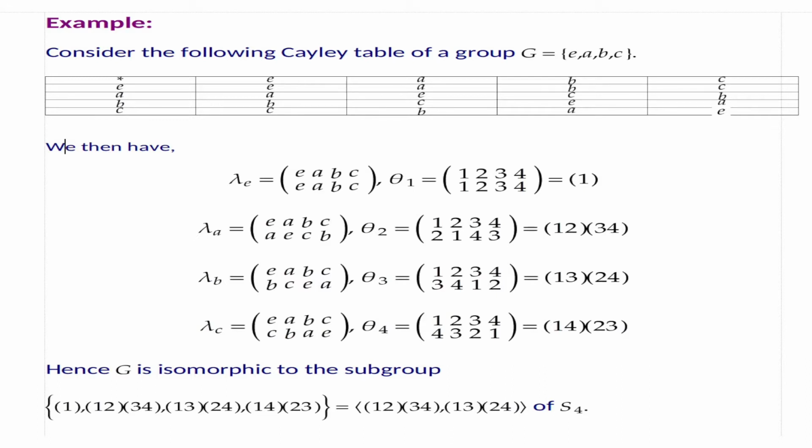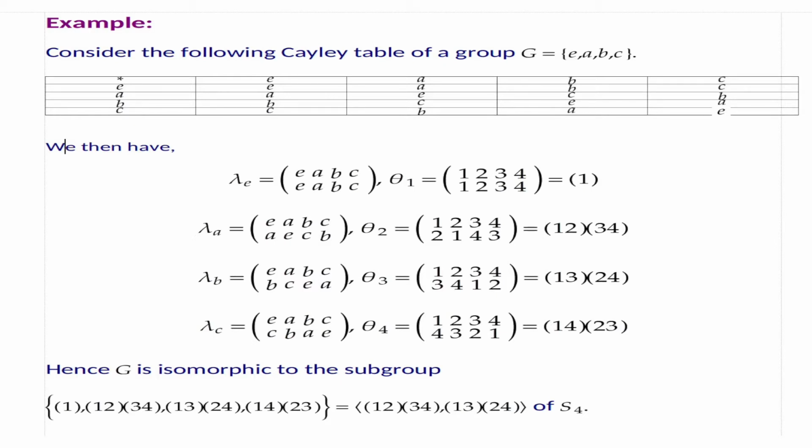Now we have lambda E. So this is the identity mapping. E A B C is going to E A B C, and correspondingly the theta 1, which is a permutation that will be mapped to it, is 1 2 3 4 going to 1 2 3 4, and therefore this is represented by the cycle 1. Then lambda A is where E goes to A and A goes to E, B goes to C and C goes to B. So theta 2 will also be 1 goes to 2, 2 goes to 1, 3 goes to 4 and 4 goes to 3. It can be represented as a product of those two cycles, the cycle 1 2 and the cycle 3 4.